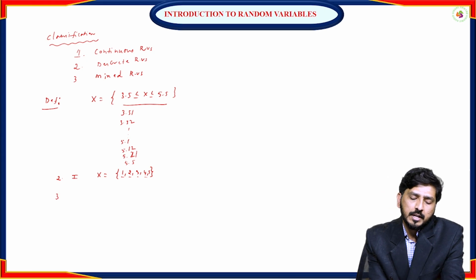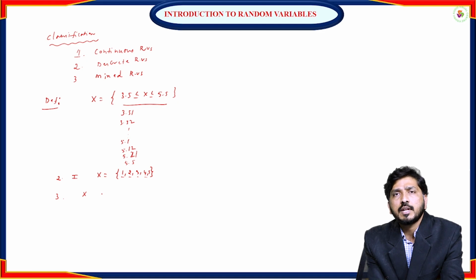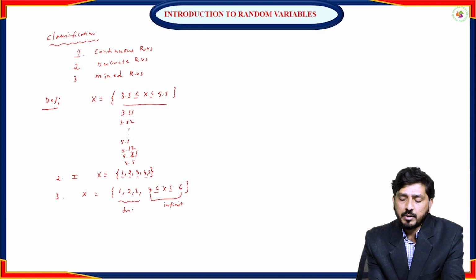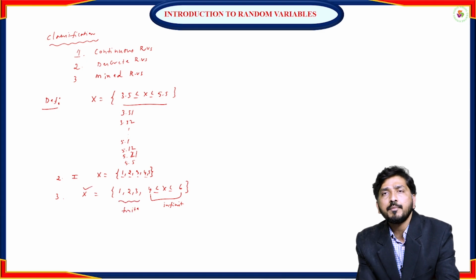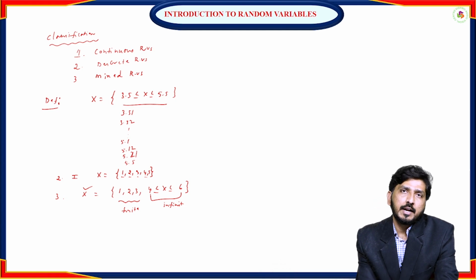And the third one is the mixed random variable. It is defined as a random variable which is a combination of both the continuous as well as discrete. That is, x equal to, suppose, 1, 2, 3 and 4. From 4 we have a range, a set of values. Here an infinite number of values are available in the range, and these are a finite number of values. So this random variable is a mixture, a combination of both continuous and discrete random variables.